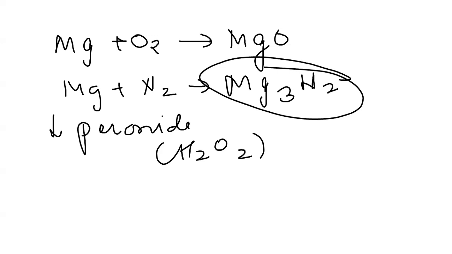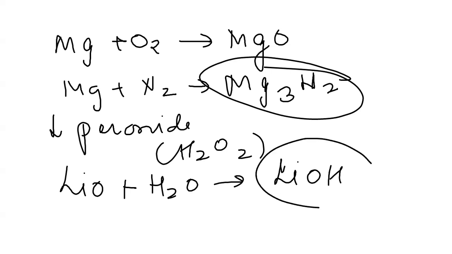And when group 1 metals like lithium, when these lithium oxides react with water, they form LiOH. Now this LiOH is a strong alkali.